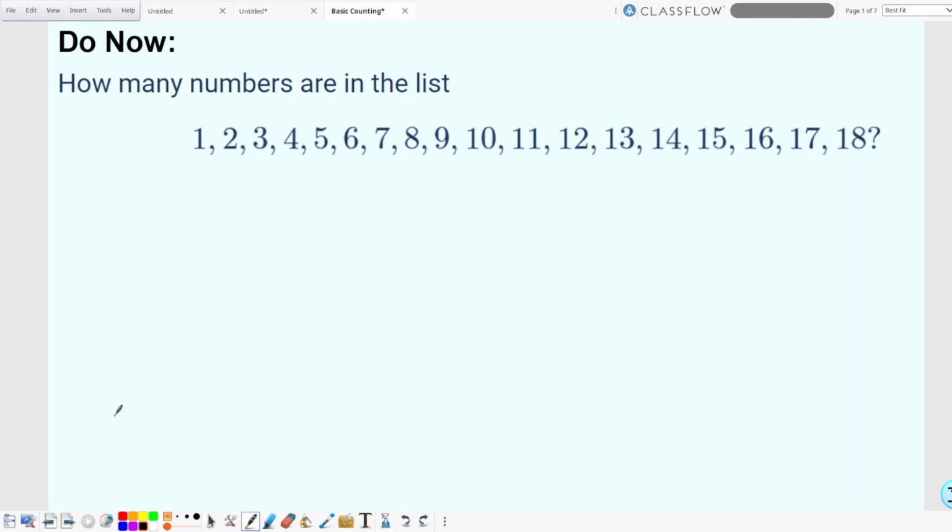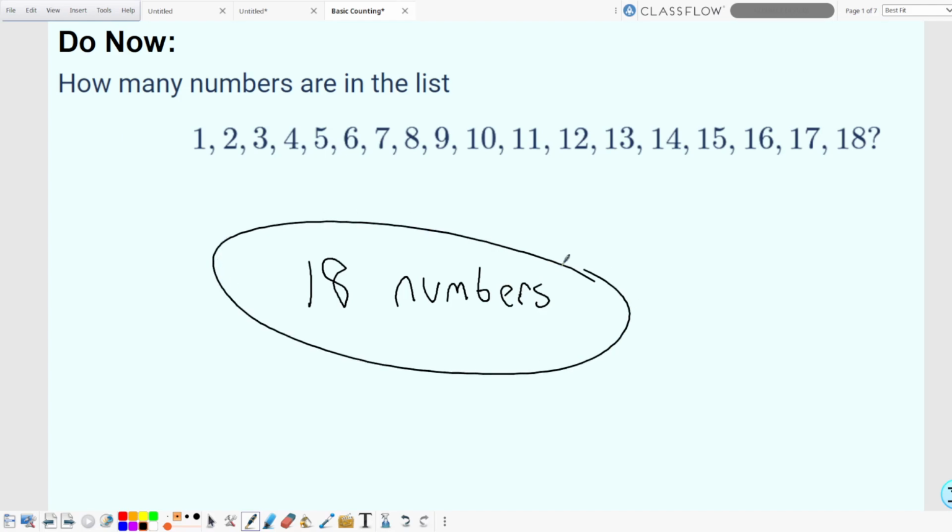So in this problem, we can see that it's asking us how many numbers are in this list. And the list is the numbers 1, 2, 3, 4, 5, 6, 7, all the way up to 18. So hopefully we can figure this out relatively quickly. There's 18. Let's do this. 18 numbers in this list. Right? That would be our answer. Hopefully this is reasonable and we didn't have to think too much about it.